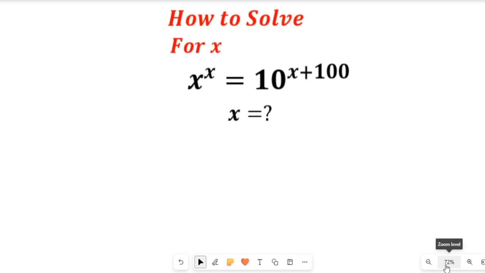To solve this nice exponential equation, all we need to do is apply the law of indices on the right hand side in order to factor out or break down the right hand side into two different parts.